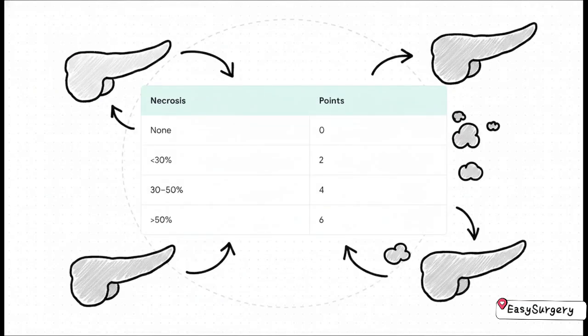Next up, we have to evaluate the actual tissue death. The pancreatic necrosis score jumps up in 2-point increments, and it all depends on the percentage of necrosis you can see on the scan. So, no necrosis, that's 0 points. Less than 30% gets you 2 points. Between 30 and 50% scores 4 points. And if more than half the pancreas, so greater than 50%, is necrotic, you max out at 6 points.